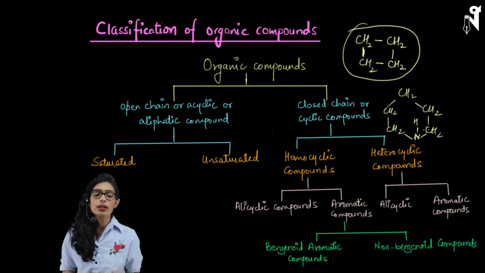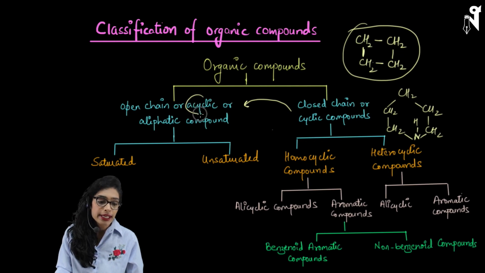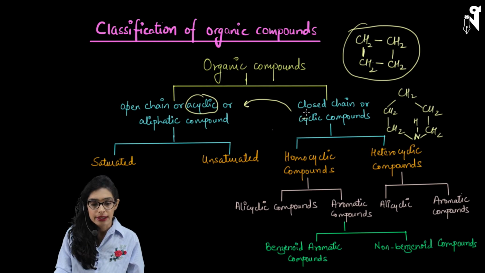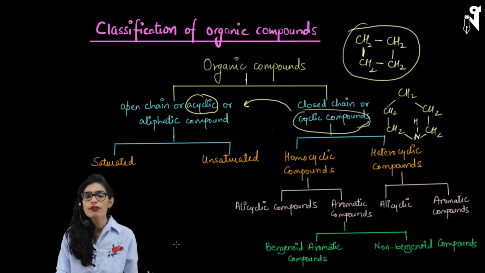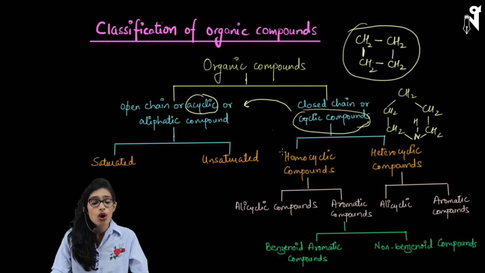Okay, so closed chain compounds are also called cyclic compounds. Opposite to the open chains, which are called acyclic, these are called cyclic. So this is just the simple opposite of acyclic. These cyclic compounds are further classified into homocyclic compounds and heterocyclic compounds.